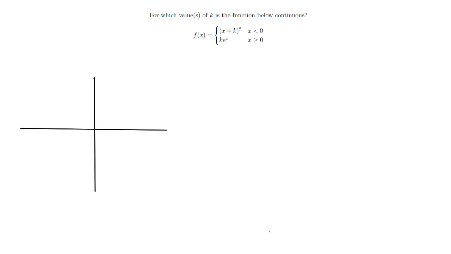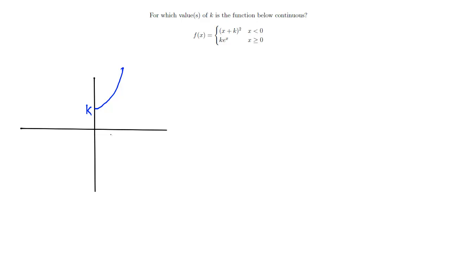How about this one? Now f of x is either (x plus k) quantity squared when x is negative, or k times e to the x when x is greater than or equal to 0. Why don't you spend a minute, pause the video, and see if you can solve for k to make this function continuous. The first thing you might notice is that the function k e to the x is just like e to the x, but it crosses the y-axis at k. We might have something like that, and this value here is k.